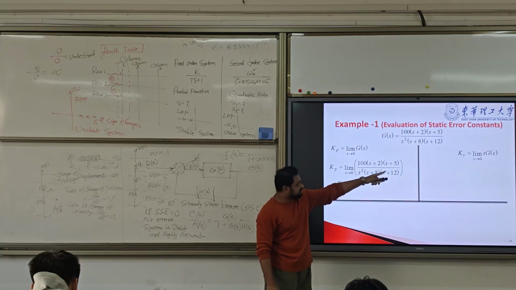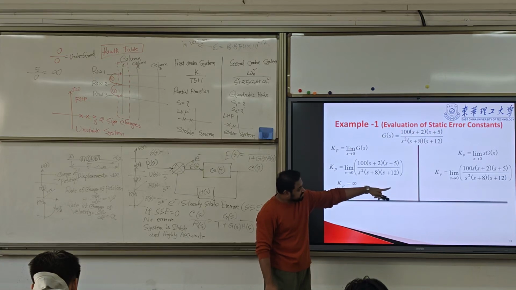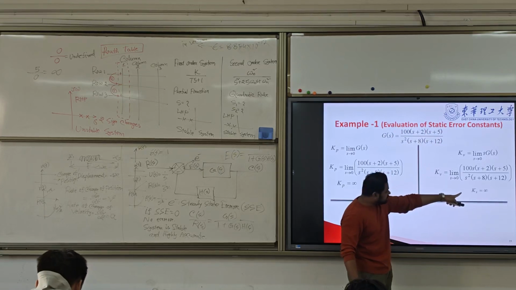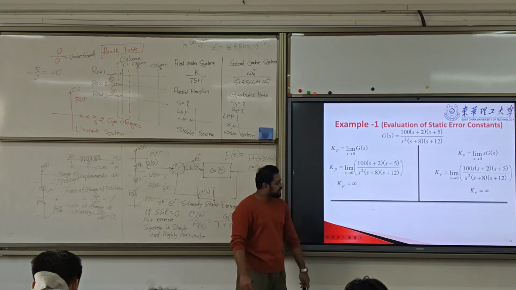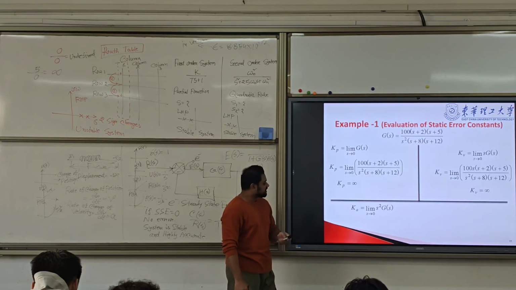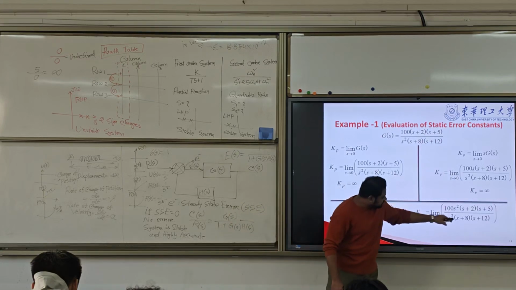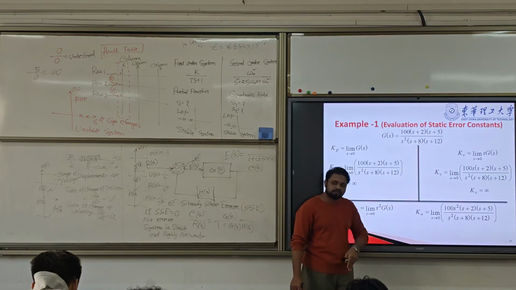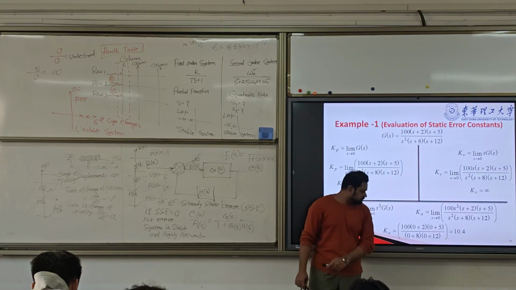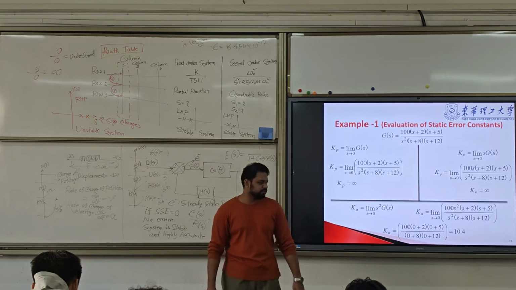Now, because that is Kv, in the Kv we have the s. So now here we have an s, again it will be infinity. And now the next one is s squared G(s), that is the acceleration constant. Now this s squared and s squared will be gone. So we will have a finite value, 10.4.